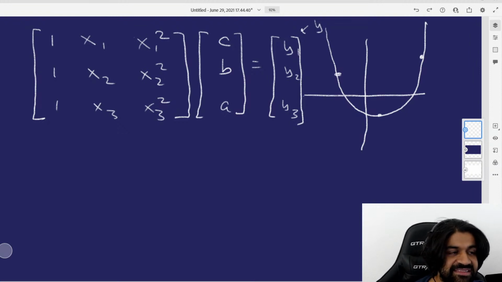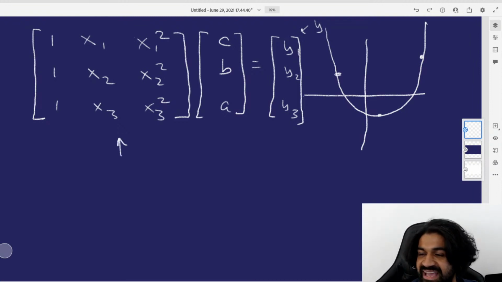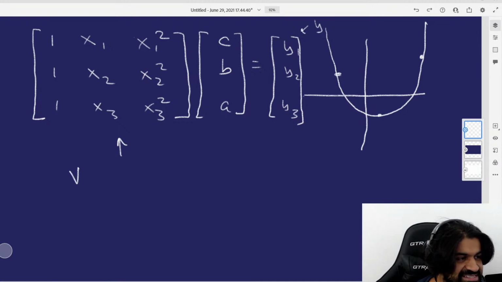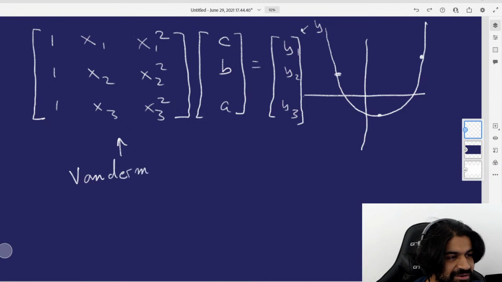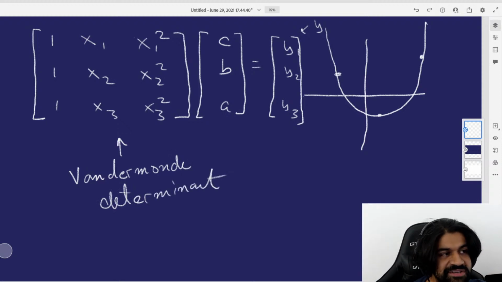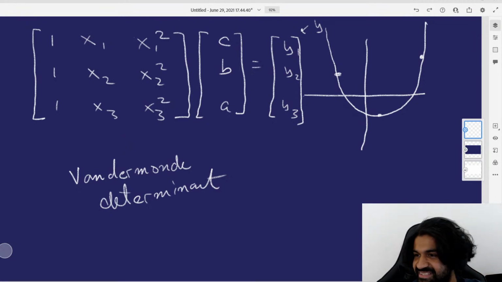And it turns out this determinant actually has a famous name. This is called a Vandermonde determinant. The determinant of this matrix is called a Vandermonde determinant. Okay. And essentially, the claim is it always exists.